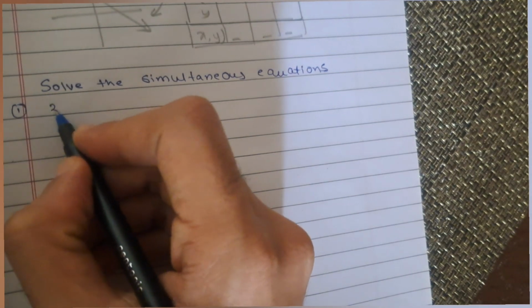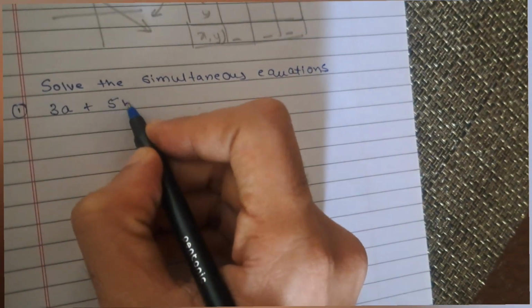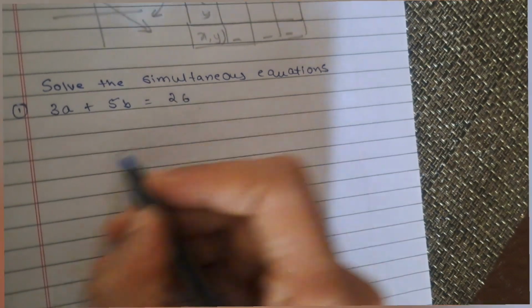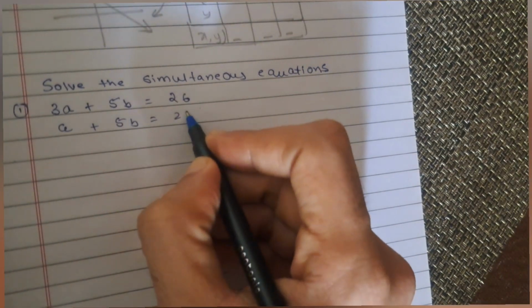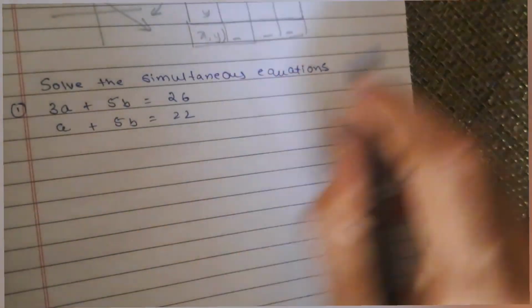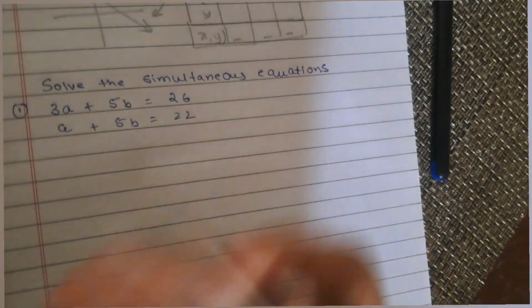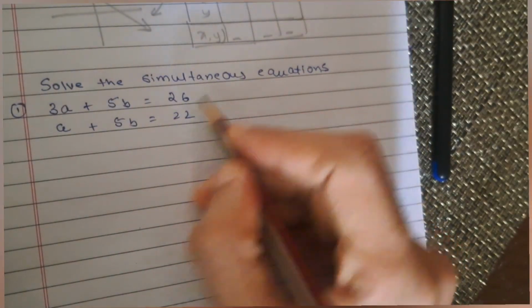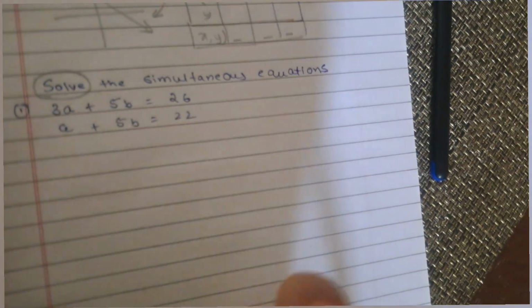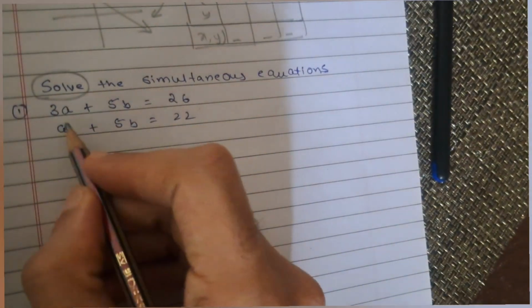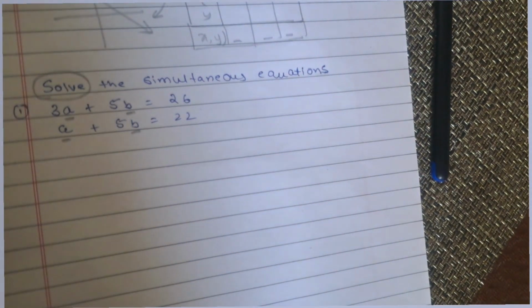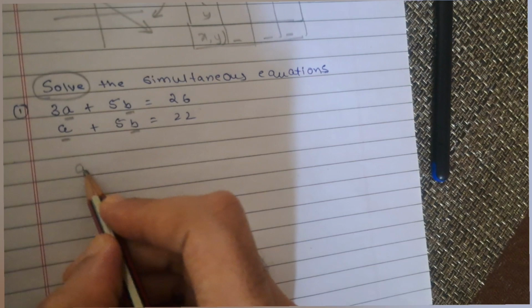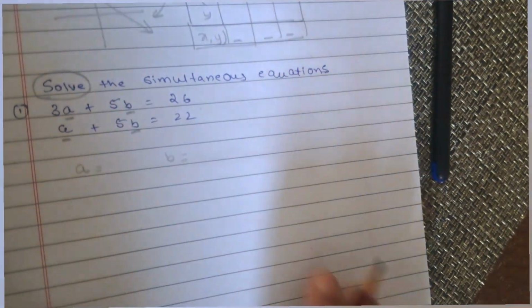Let me take equations like 3a plus 5b is equal to 26, and a plus 5b is equal to 22. If such two equations are given to us and I need to solve them, what does that mean? That is the first question that should come into our mind. When we say solve, what exactly do we need to do? We need to find the value of the variables used in these equations. That means at the end of the day, I should have the value of A and the value of B with me.